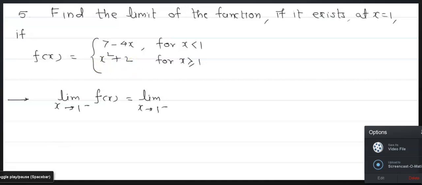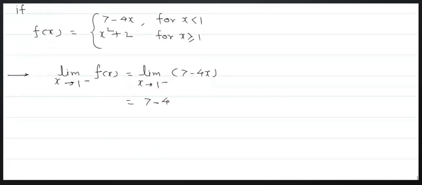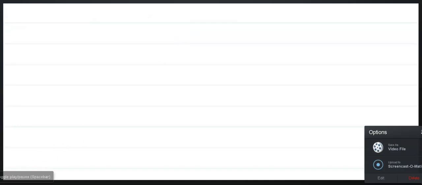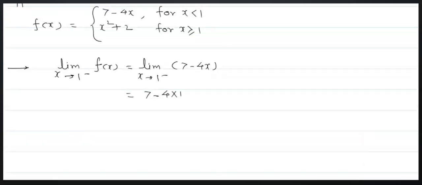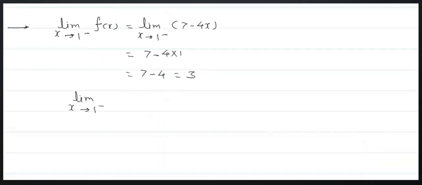Therefore, see this here, left hand 7 minus 4x, x is replaced by 1, that is 7 minus 4 into 1, that is 7 minus 4, that is equal to 3. Limit x tends to 1 minus, that is equal to 3.